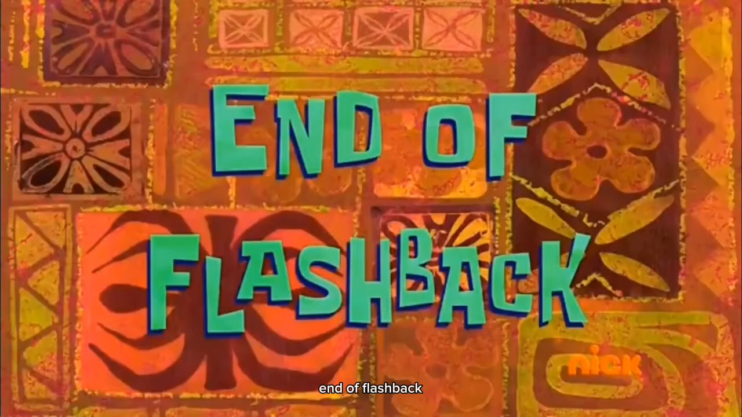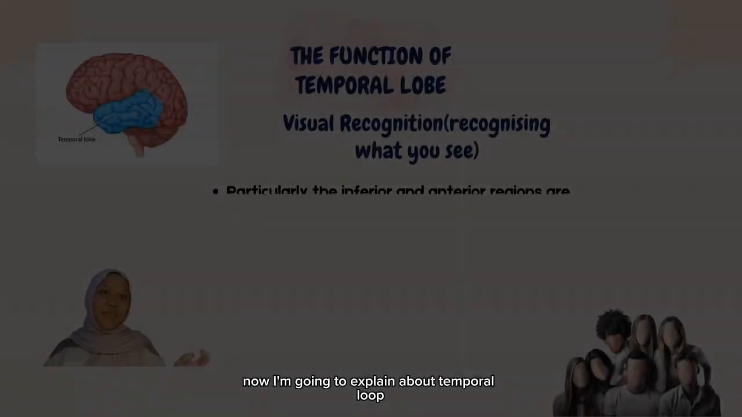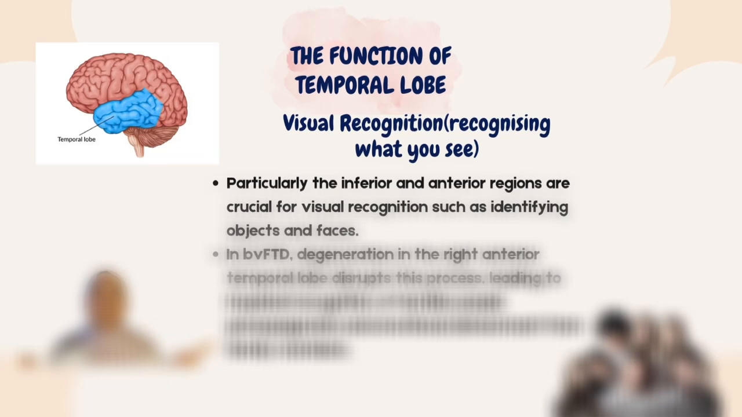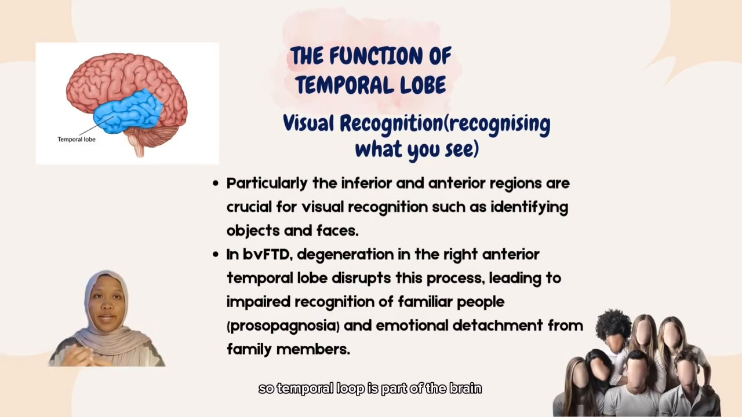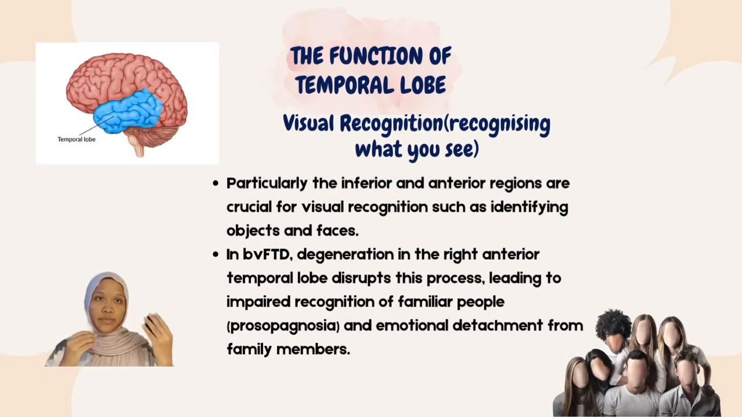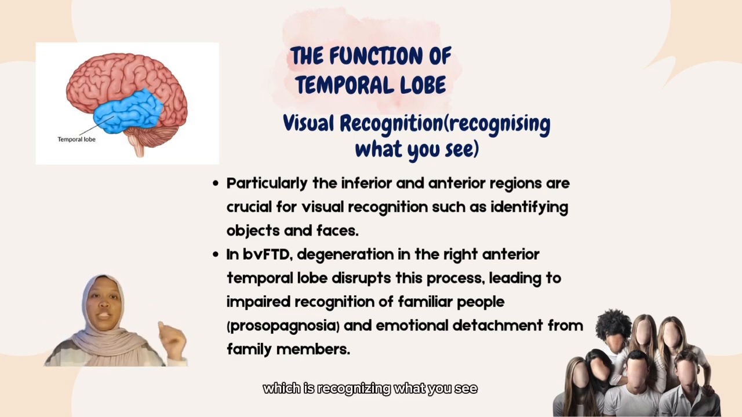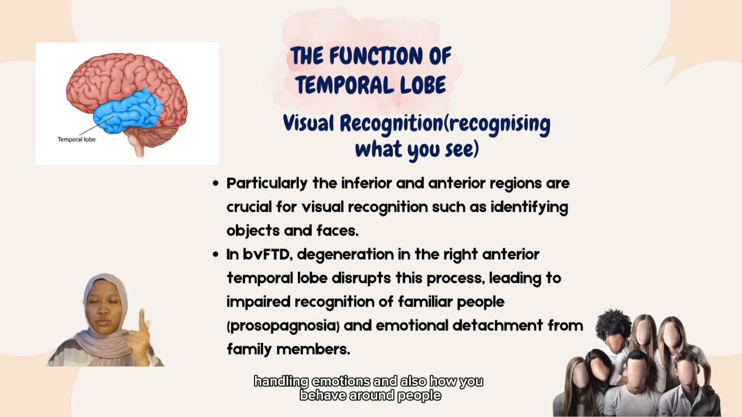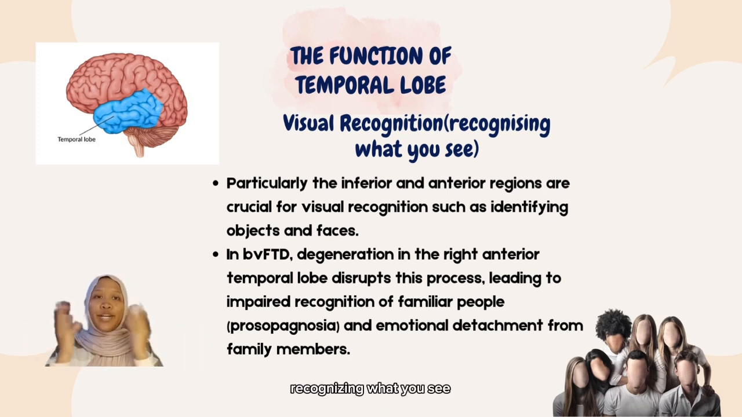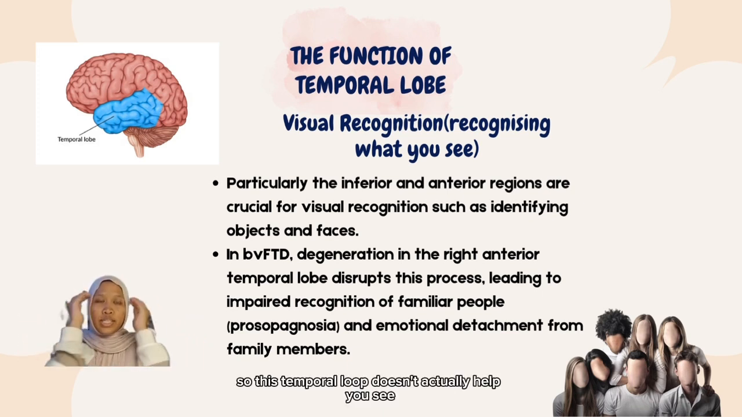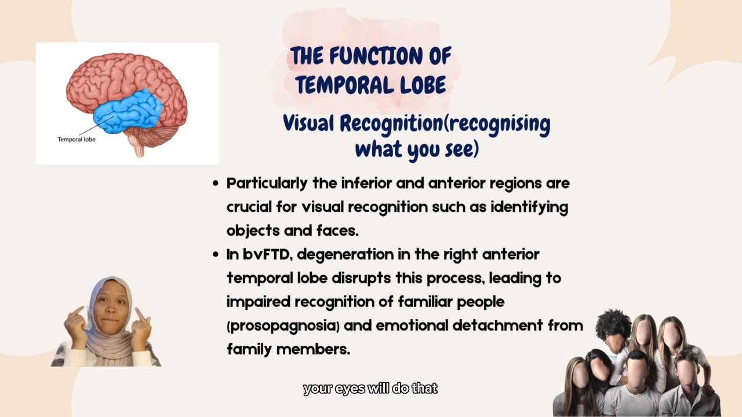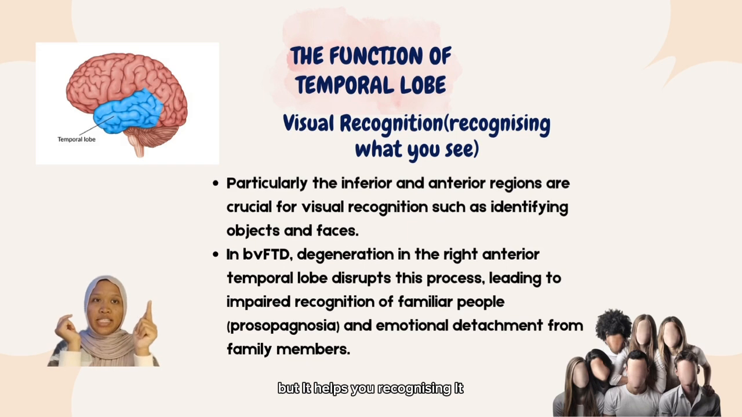End of flashback. Now I'm going to talk about the temporal lobe. The temporal lobe is the part of the brain on the side of our head. It helps us with three main things: recognizing what you see, handling emotions, and how you behave around people. First, recognizing what you see. The temporal lobe doesn't actually help you see. Your eyes do that, but it helps you recognize it.